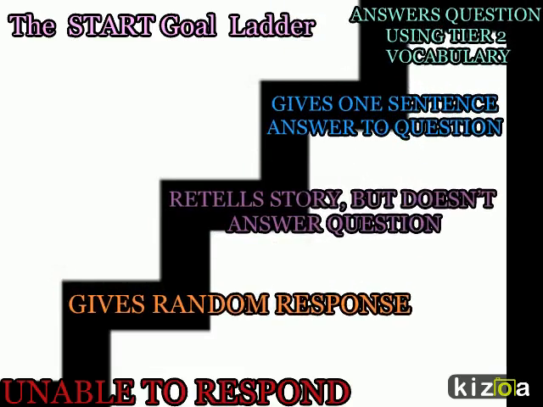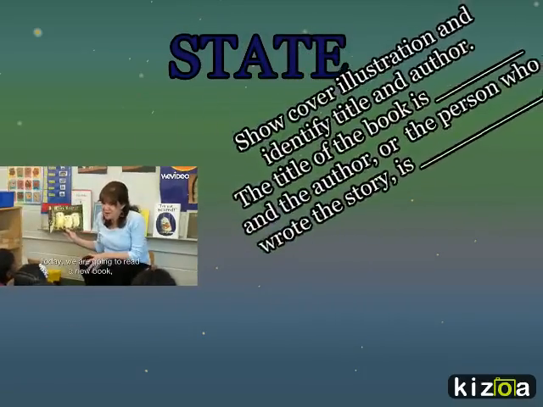The first being the student is unable to respond to any questions. The second being the student gives a random response to the question. The third being the student is able to retell the story but is not actually answering the question. The fourth being the student is able to give a 1-sentence answer to the question. And the fifth and the best answer is the student is able to answer the question using the Tier 2 vocabulary.